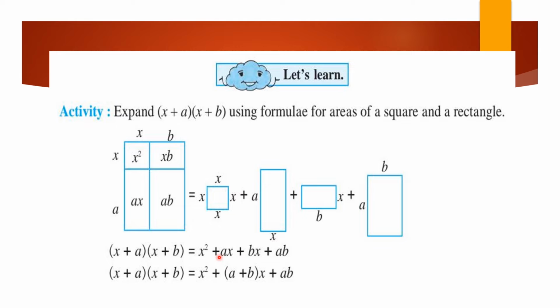Again, look here, the middle two terms, that is ax + bx, in these two terms x is common, and therefore we can take x as common, and in bracket we can write a + b, and therefore we get this formula as (x + a)(x + b) = x² + (a + b)x + ab. Okay, you have to write this activity in your notebook.